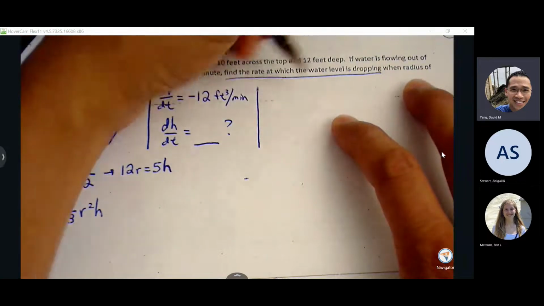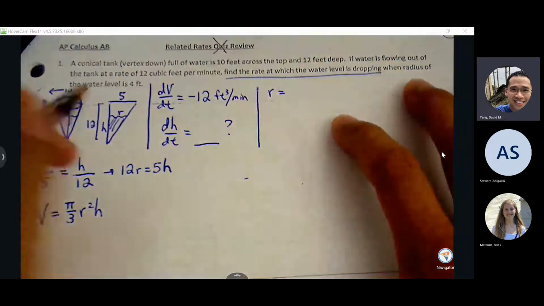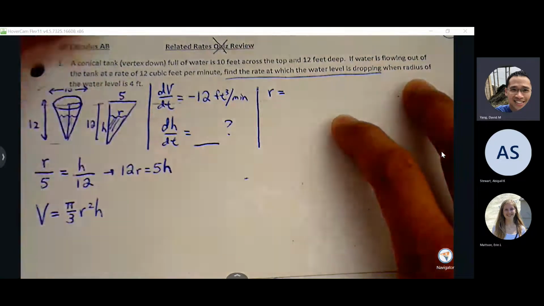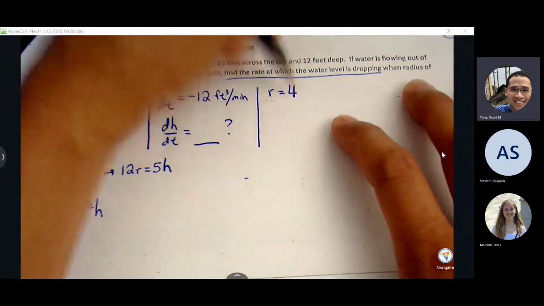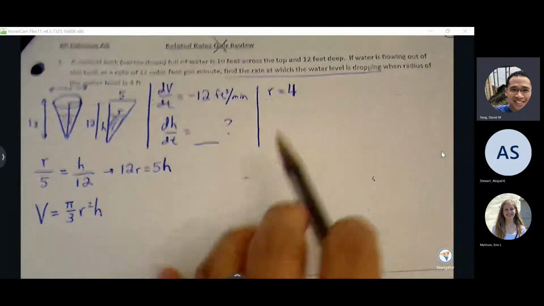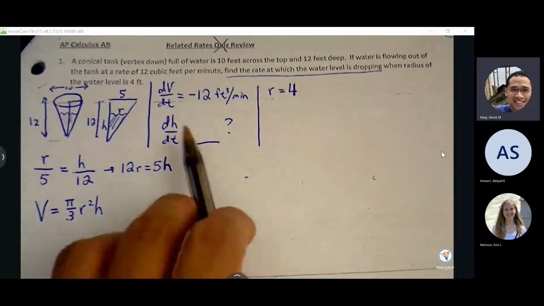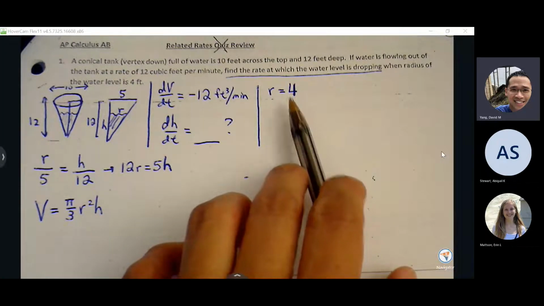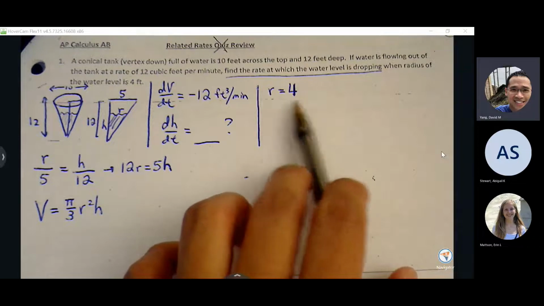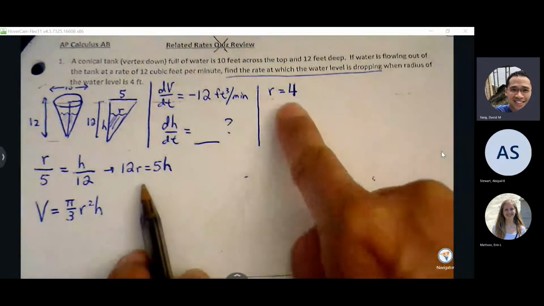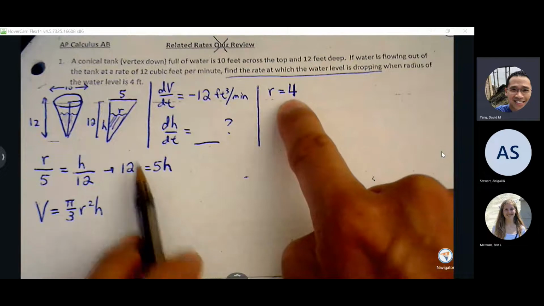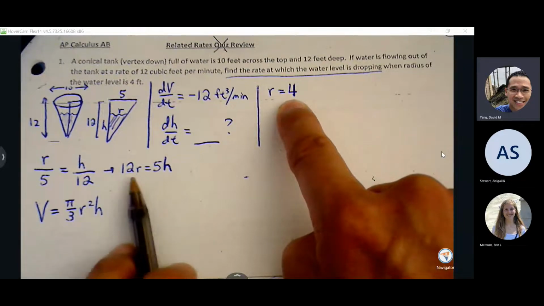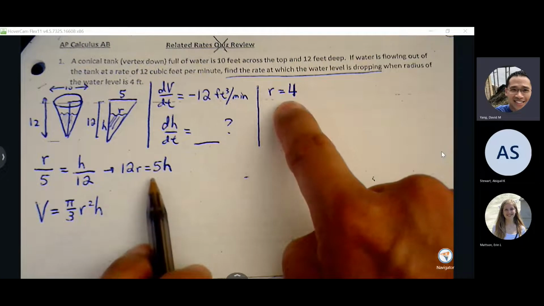So this is a little bit different here because normally we're used to them giving us the height. So the radius being 4 feet feels a little off. But the good news is that this r can be easily adjusted by using this formula, right? Because if I have the radius of the water level, I have a relationship between r and h, I can quickly insert r with 4 and solve for h. So that's going to be easy.